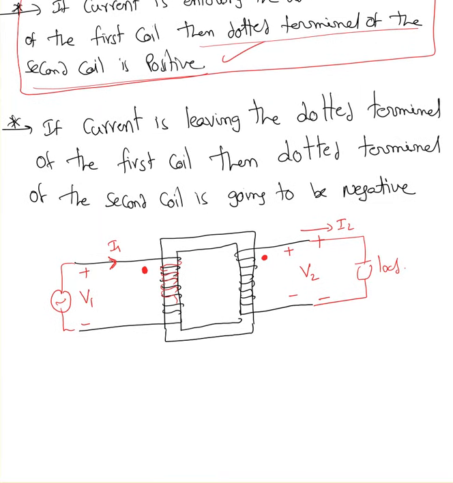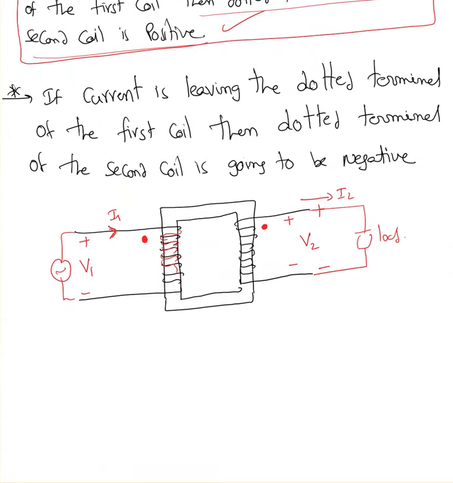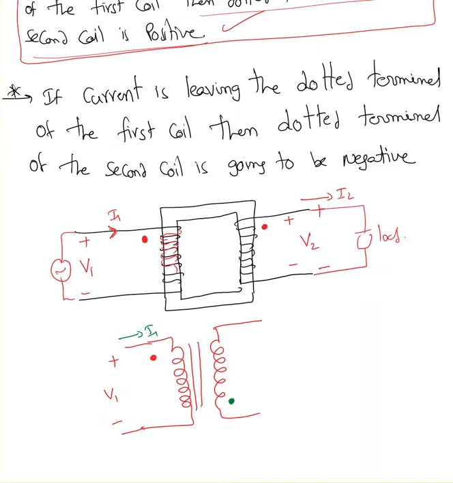Now the second statement is just the opposite. Say, for example, I have the dot on the opposite side. In the same transformer, which I made an ideal transformer, current is entering the dotted terminal, so the dotted terminal of the second winding is going to be positive. Here we'll have V2, and current is going to go out of this terminal.